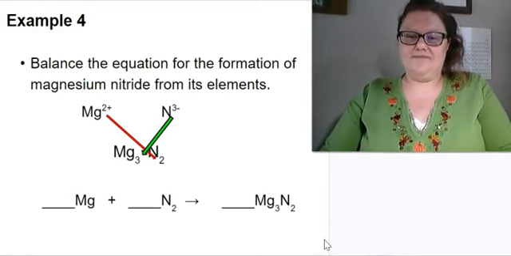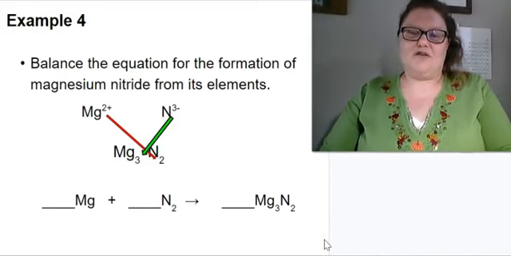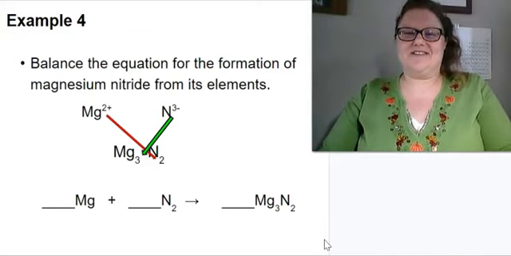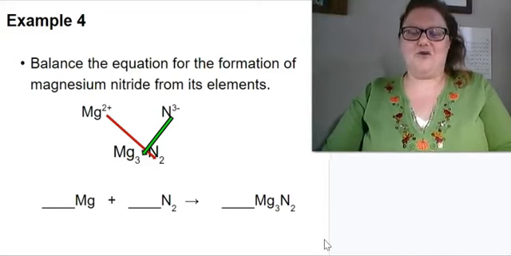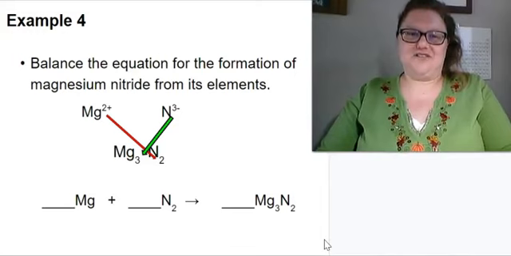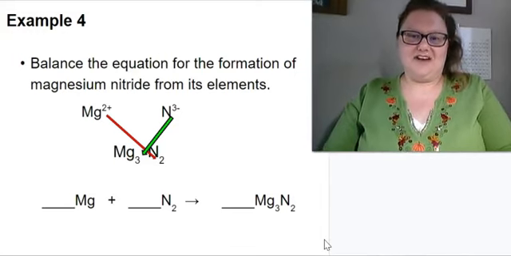That's our product. Then we know it's saying from its elements, so those are our reactants. And again, nitrogen is a diatomic. We have to spot those, or else this will never balance. So we have to put the subscript 2 for nitrogen's formula. Now we're ready to see how to balance this equation.